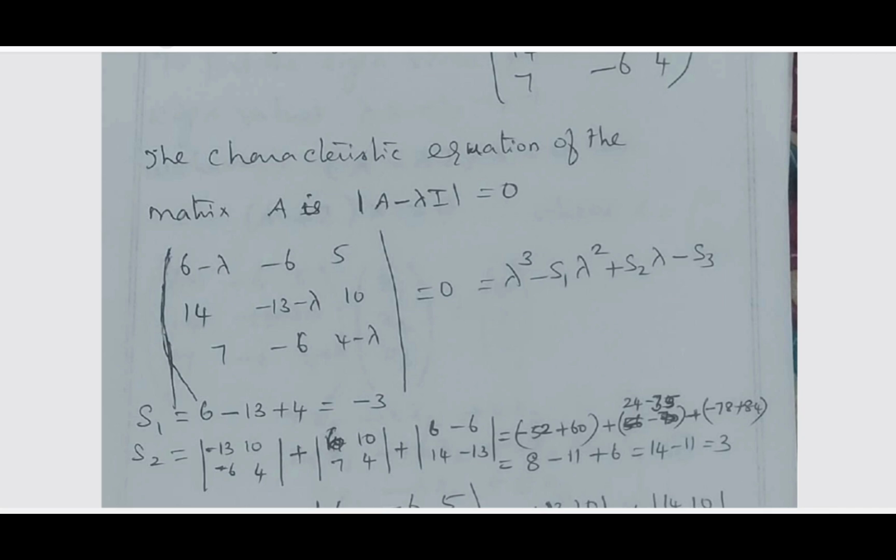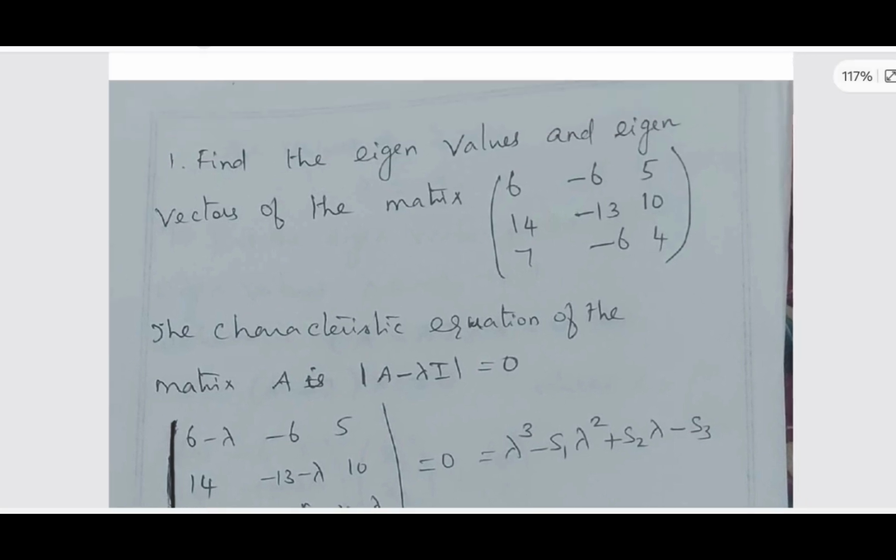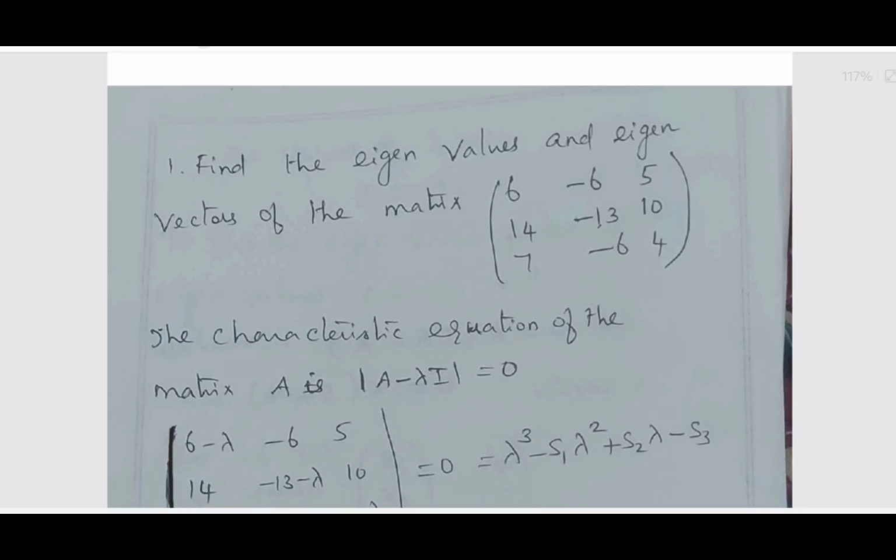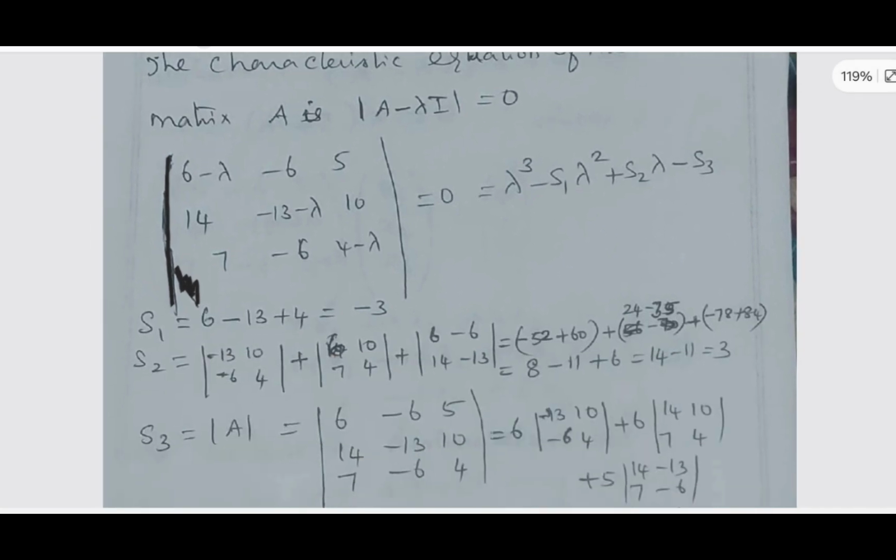Here I have written that matrix as a determinant, so you have to be very careful that you should not write it as a matrix. Along the diagonal I have written 6 minus lambda, minus 13 minus lambda, and 4 minus lambda, and the remaining elements as they are. This is equal to lambda cube minus S1 lambda square plus S2 lambda minus S3.